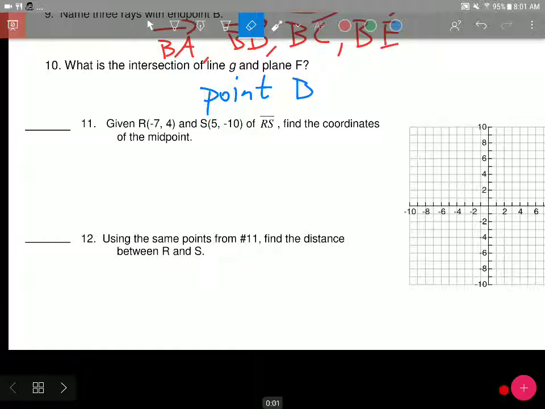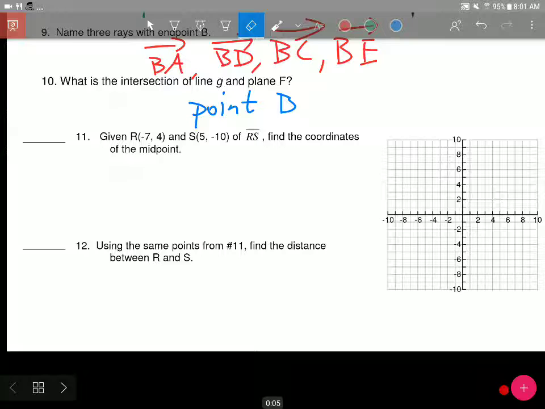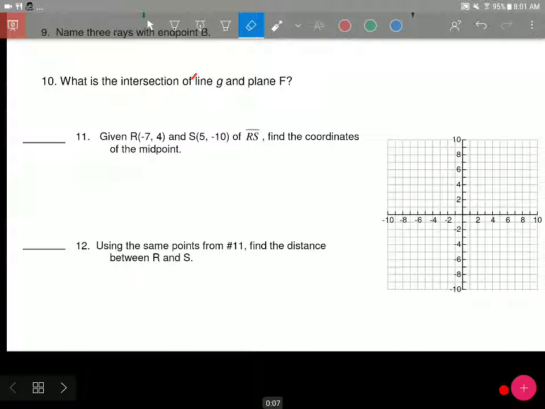All right, again, this is Chapter 1 review. We're doing 11 and 12 real quick. Let me erase this from the previous video so it's not a distraction. Given R is -7, 4, and S of the segment RS, find the coordinates of the midpoint.